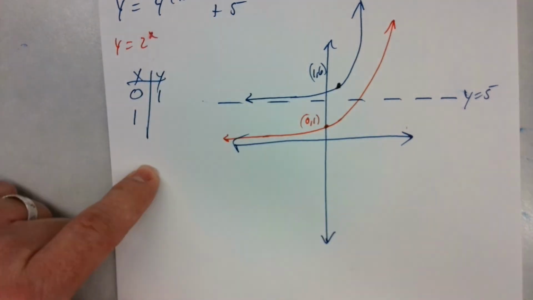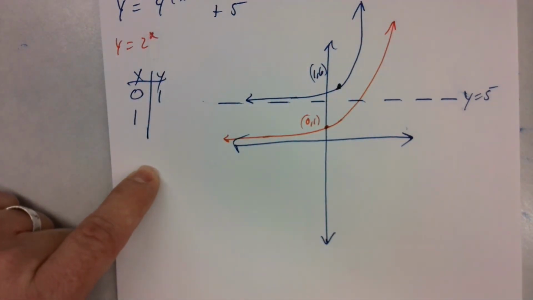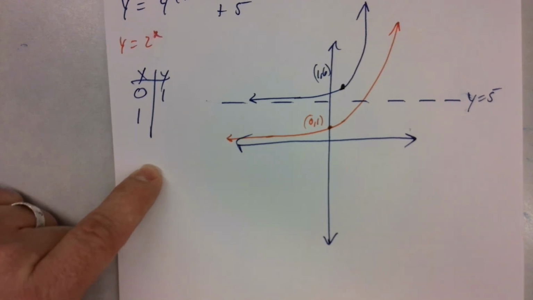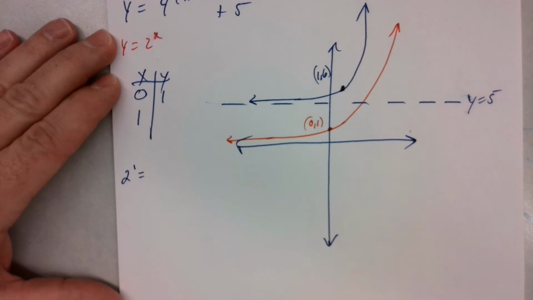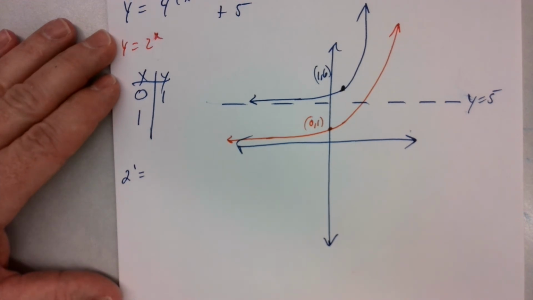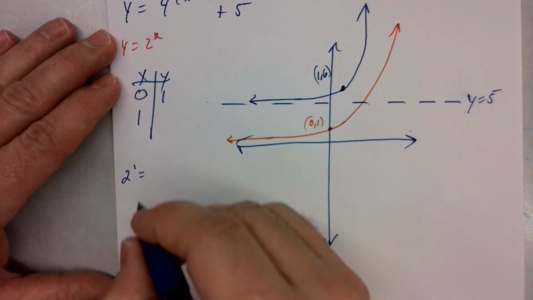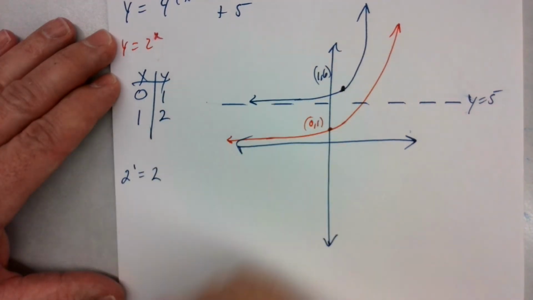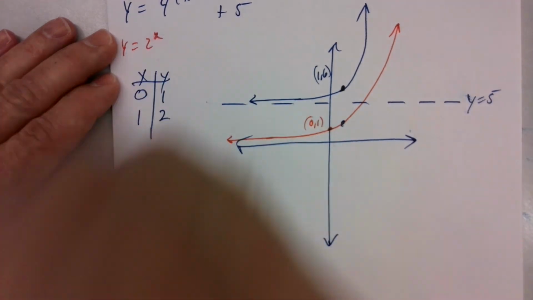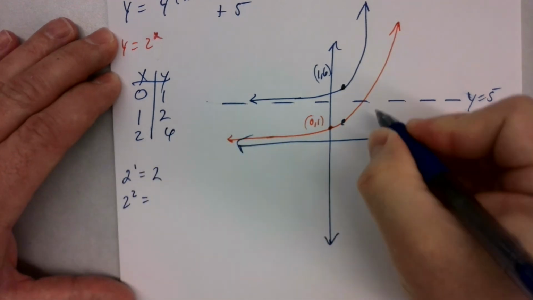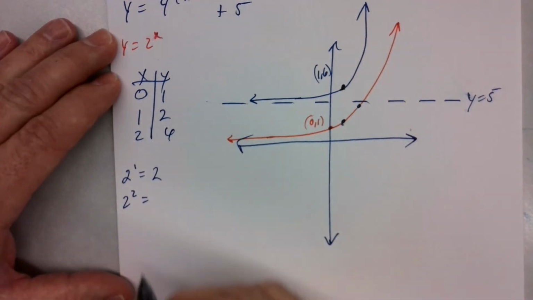What is 2 to the first power? 2 to the first? It's 2. So I'm at 1 and 2. So what if x is 2 now? Oh, yeah, because it's just 4. What if x is 3?